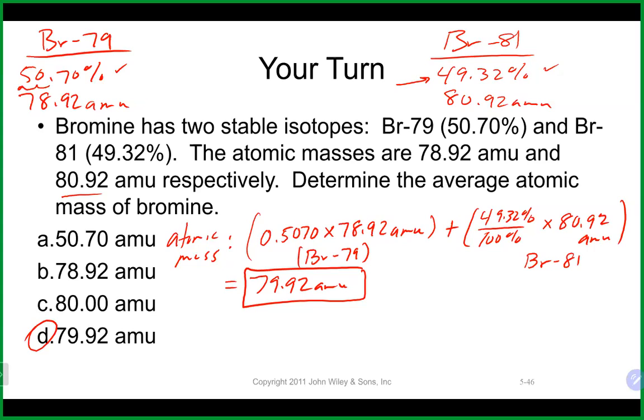Same thing with carbon. You'll never find one that's 12.01. You'll either find the carbon-12 isotope, which has a mass of 12, or the carbon-13 isotope that has a mass of 13. But we do use this as the atomic mass, as an average of all those naturally occurring isotopes. Any questions on that?